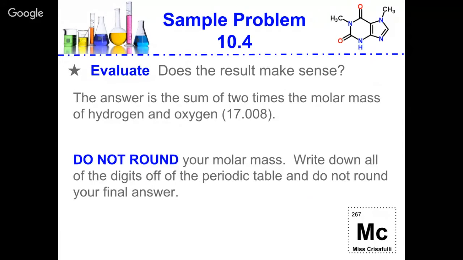Now, here's the thing I want you to remember. Do not round your molar mass. Write down all of the digits off the periodic table, and you're not going to round your final answer either. Why are we doing this? Because in the chapters to come, we need very precise answers. So no rounding. Okay? We're going to practice all of this that we talked about in class tomorrow.